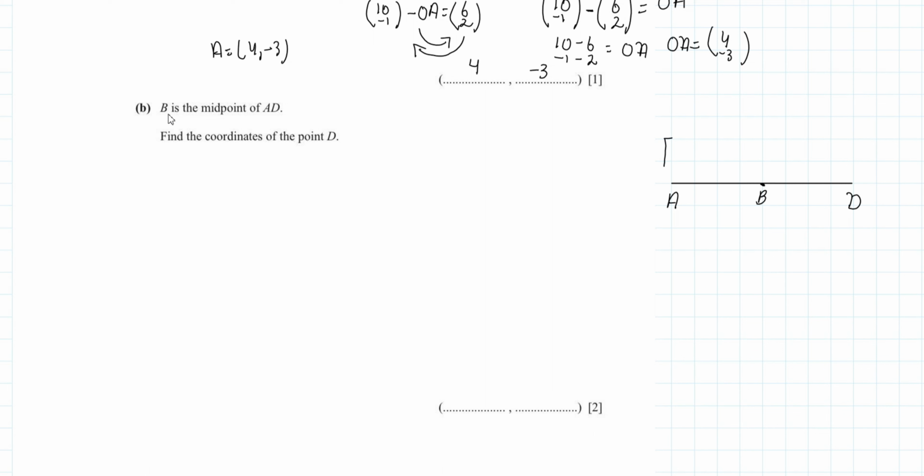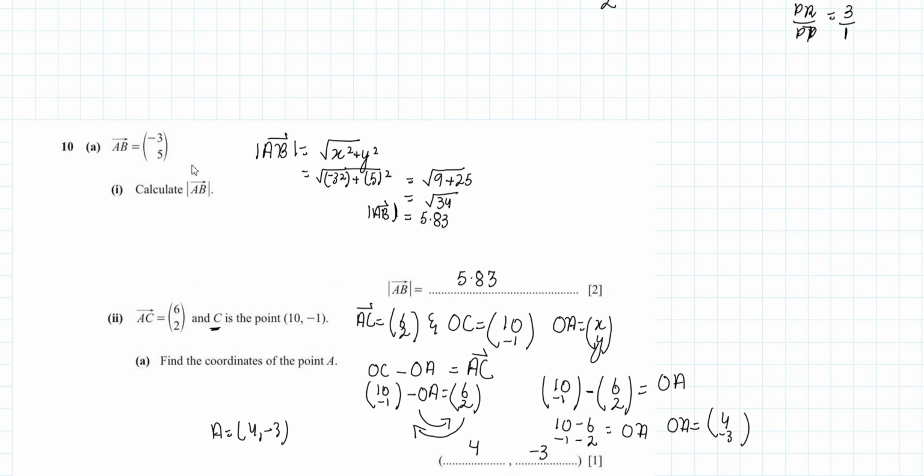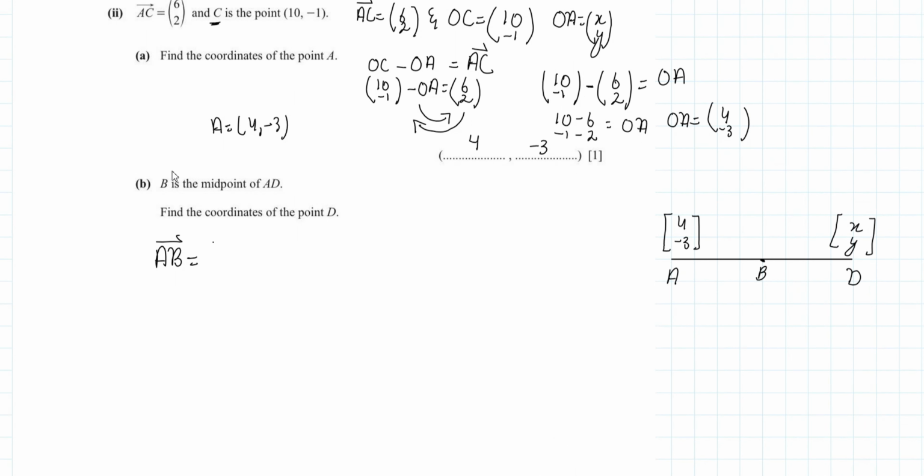So you know the coordinate of A. The coordinate of A is 4 and minus 3, which you already figured out in part A. Now you have to find the coordinate of D, which is unknown, X and Y, and B is the midpoint. First you have to find the coordinate of B, then you are able to figure out the value of D. In the question AB is given to you as a column vector in the first part, that is minus 3 and 5. This minus 3 and 5 is the value of AB. Like how do you find the value of AB?